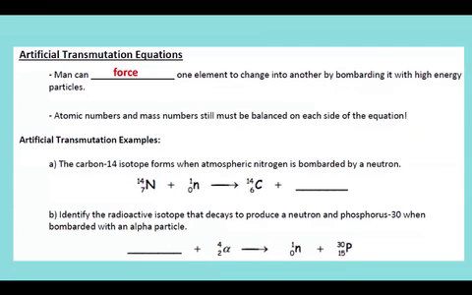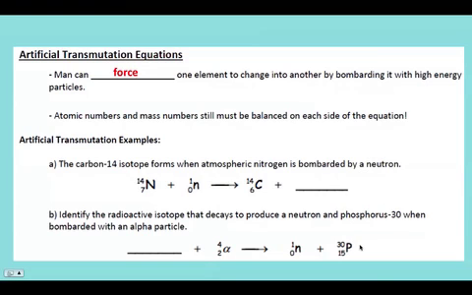Finally, I just want to show you some examples of artificial transmutation. This is when scientists can force one element to change into another by bombarding it with high energy particles. Usually particle accelerators can be used here. The same basis of balancing atomic numbers, or charges, and mass numbers applies; they have to be balanced on both sides. So if we have the carbon-14 isotope that forms when atmospheric nitrogen is bombarded by a neutron, we have the nitrogen, and it's going to get hit by a neutron and transmute into carbon, and they want to know what this missing particle is.